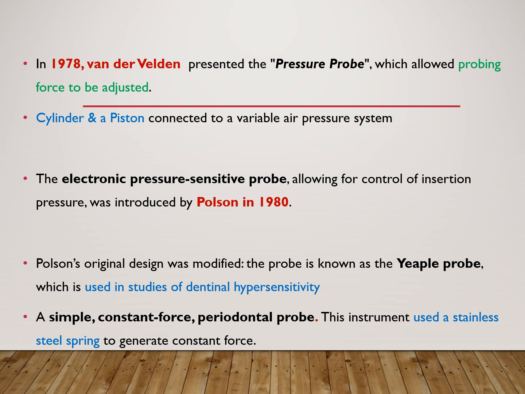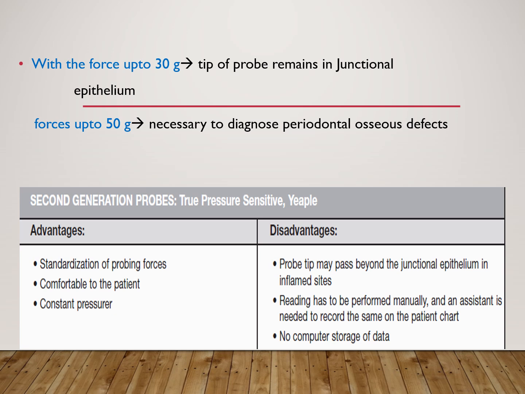Another example is a simple constant force periodontal probe, which uses a stainless steel spring to generate constant force. So it has been seen that within the force of 30 grams, the tip of the probe remains in the junctional epithelium. And if the force exceeds 50 grams, we can diagnose the osseous defects.